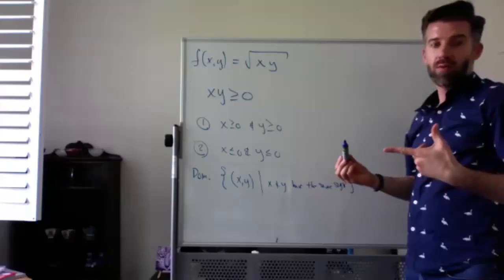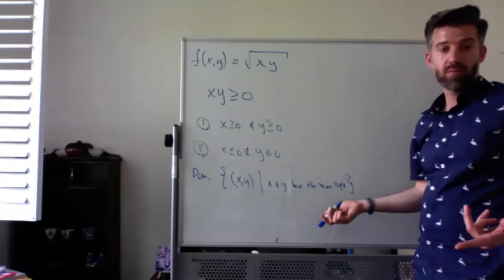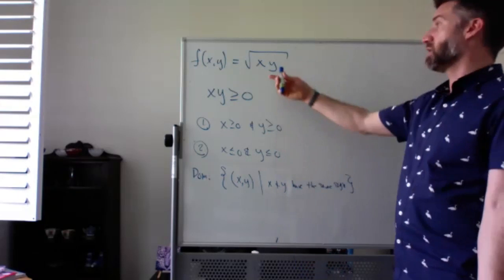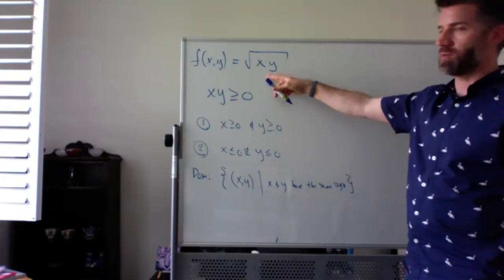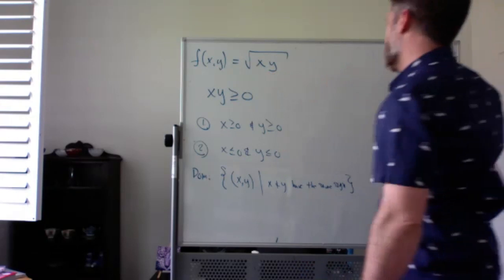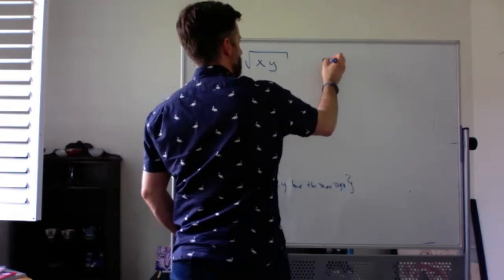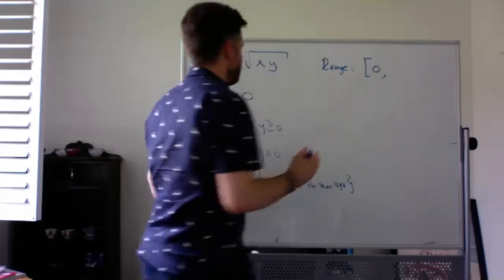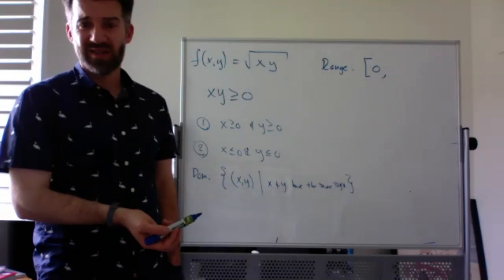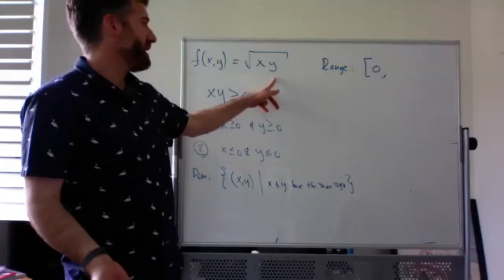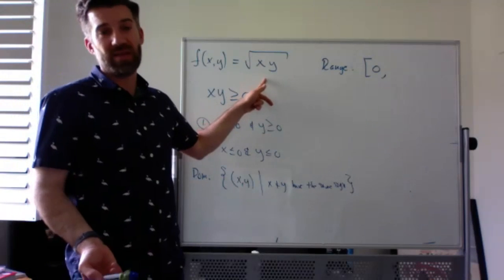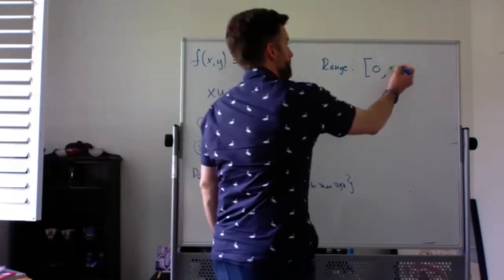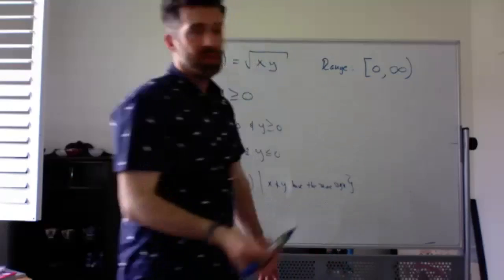Okay, so 0, right? 0 is the bottom of the range. Square roots can't get smaller than 0, but this definitely can equal 0 here, because x could be 0 or y could be 0. So I would say our range is probably, well, I can certainly get as small as 0. And can I get as big as I want? Well, yeah, because if y is 1, x can be anything, and the square root of anything can be as large as we want it to be. That's our range here.